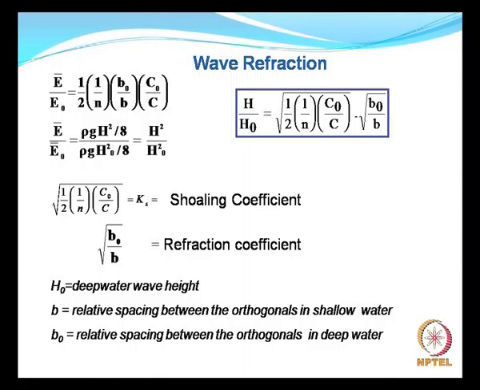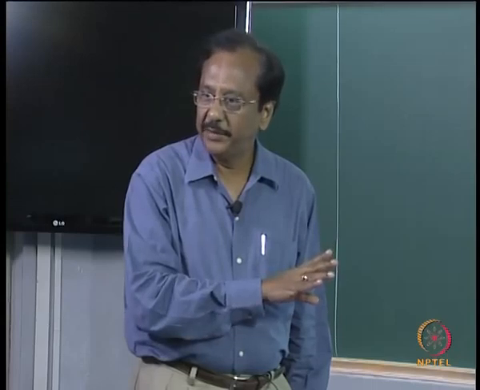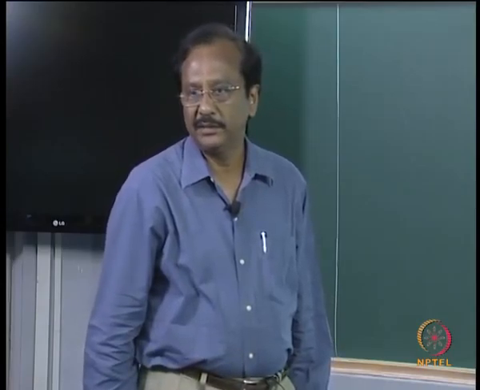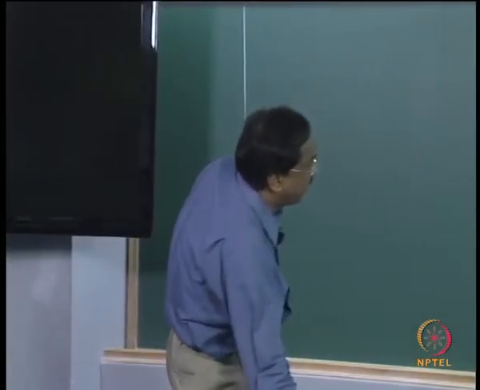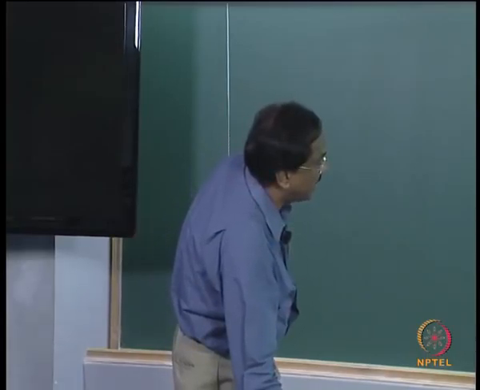What is the extra coefficient we are having now? We have included that B and B naught, that is all we have done. In fact, we have re-derived the equation by introducing B and B naught. And so now you have the wave refraction coefficient like this.